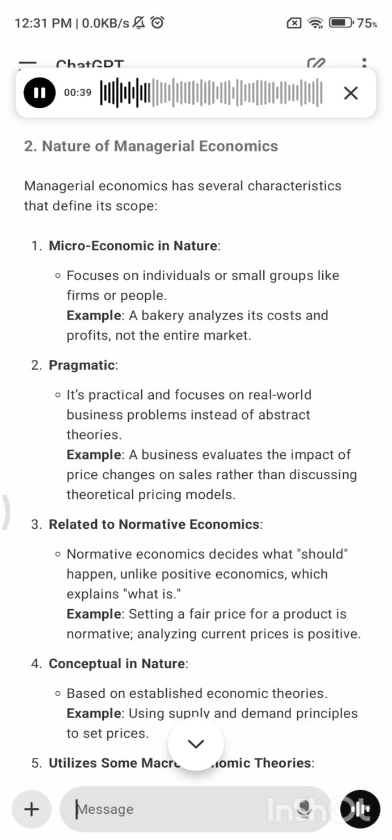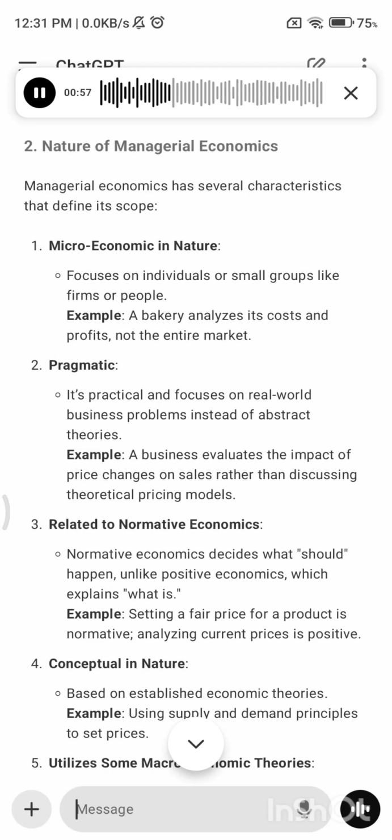2. Nature of managerial economics. Managerial economics has several characteristics that define its scope. 1. Microeconomic in nature. Focuses on individuals or small groups like firms or people. Example, a bakery analyzes its costs and profits, not the entire market.